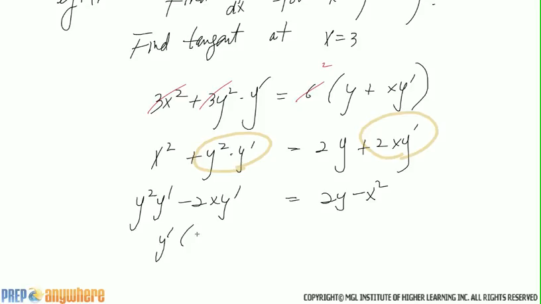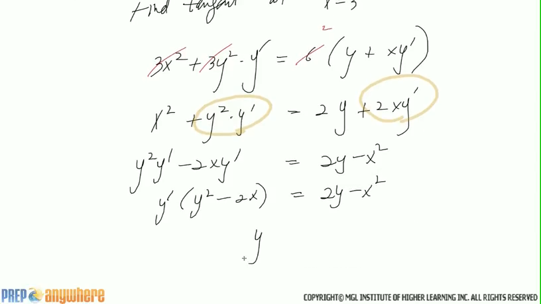Factor out the y prime, you get y prime times (y squared minus 2x). Okay, so we have our y prime. Not that pretty, but it has some symmetrical property about it.